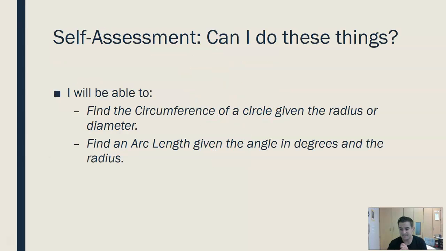And that's it. That's all I've got for you. That's circumference and arc length. So now, hopefully at the end of this video, you feel comfortable finding the circumference of a circle given the radius or the diameter. And then hopefully you're able to find an arc length given an angle in degrees and the radius. Remembering that an arc length is just a fraction of the circumference.